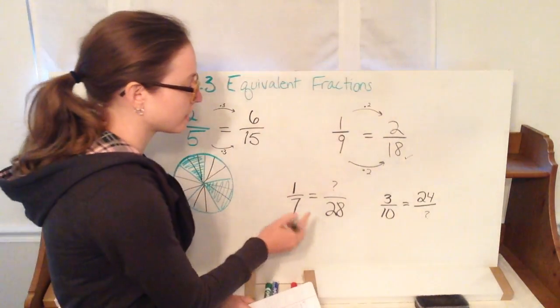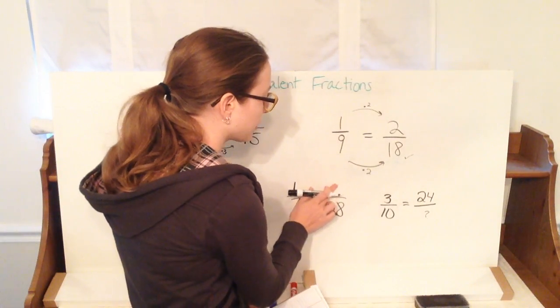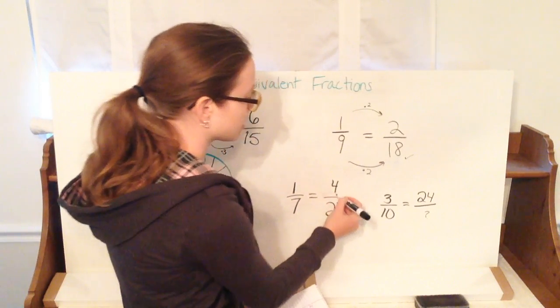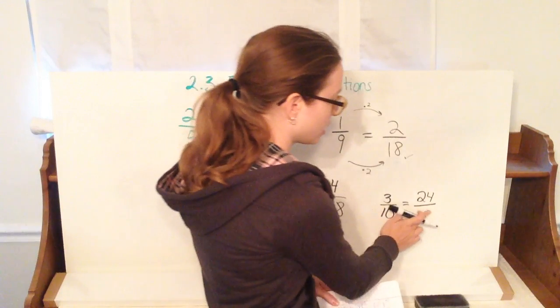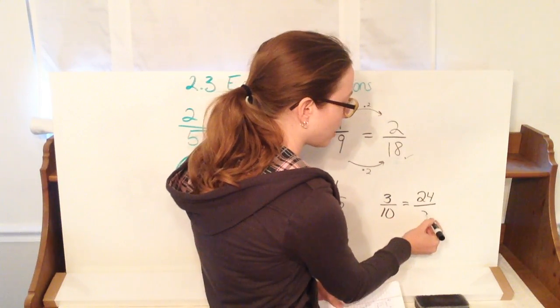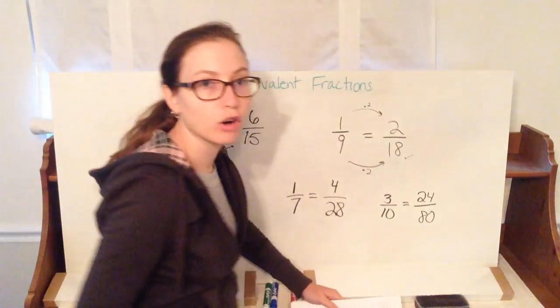Okay, for the first one, you should have gotten 4 on top, 4 28ths. And for the second one, you should have gotten 80 on the bottom, 24 over 80.